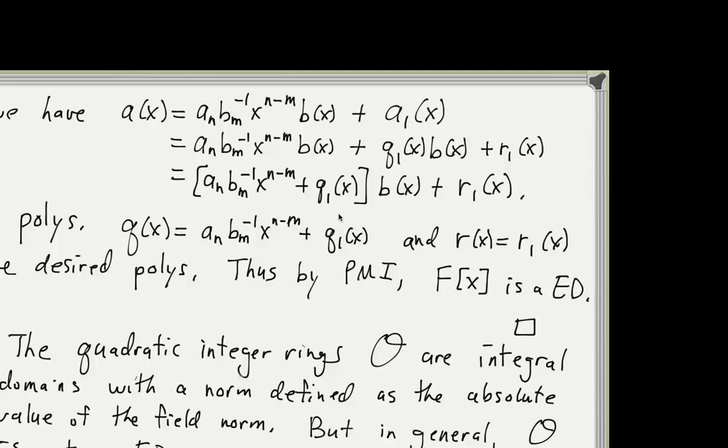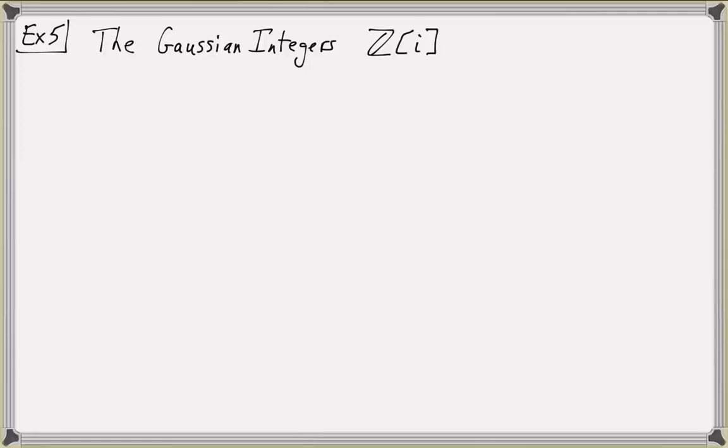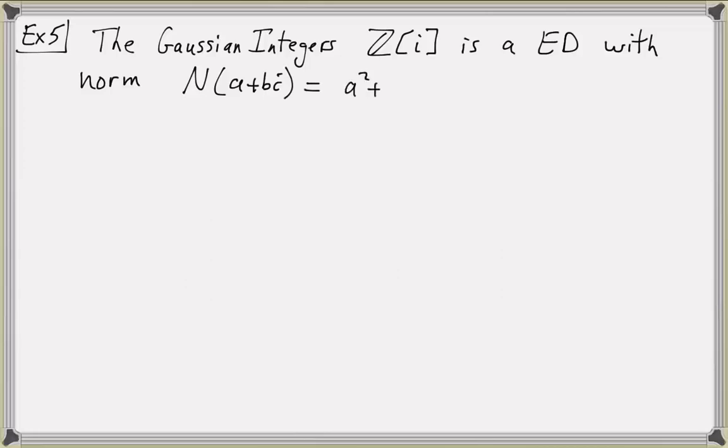But in the next example, we'll show that the Gaussian integers is a Euclidean domain with this norm. So the Gaussian integers G adjoint I is a Euclidean domain with norm. So if we take the norm of a plus bi, we'll get a squared plus b squared. So let's look at the proof of this.